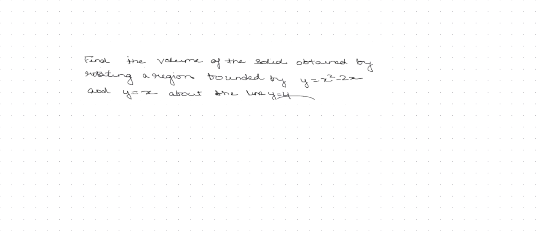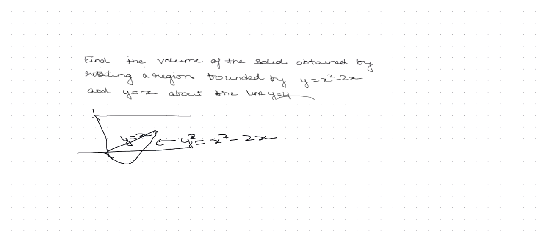So it will look something like this. This is a line y is equal to x. This quadratic curve will go here and meet somewhere here. So this is the quadratic curve y is equal to x square minus 2x. Okay. And this is a line y is equal to x. And this is y is equal to 4. Okay. So it is rotated around this.